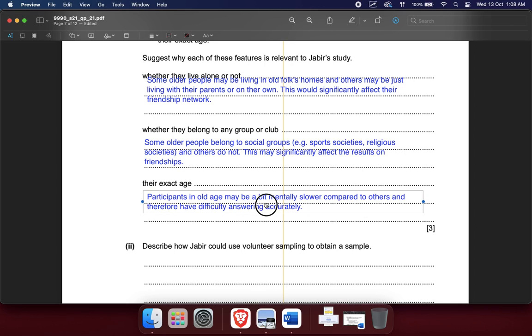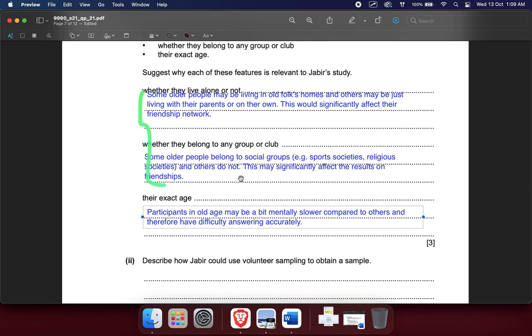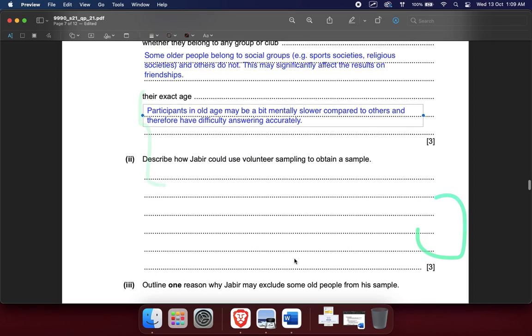Something along those lines, right? Participants in old age may be a bit mentally slow compared to others, therefore have difficulty answering questions. Okay, so as long as you get 3 which have a bit of common sense behind them, you should be able to get the 3 marks just fine.